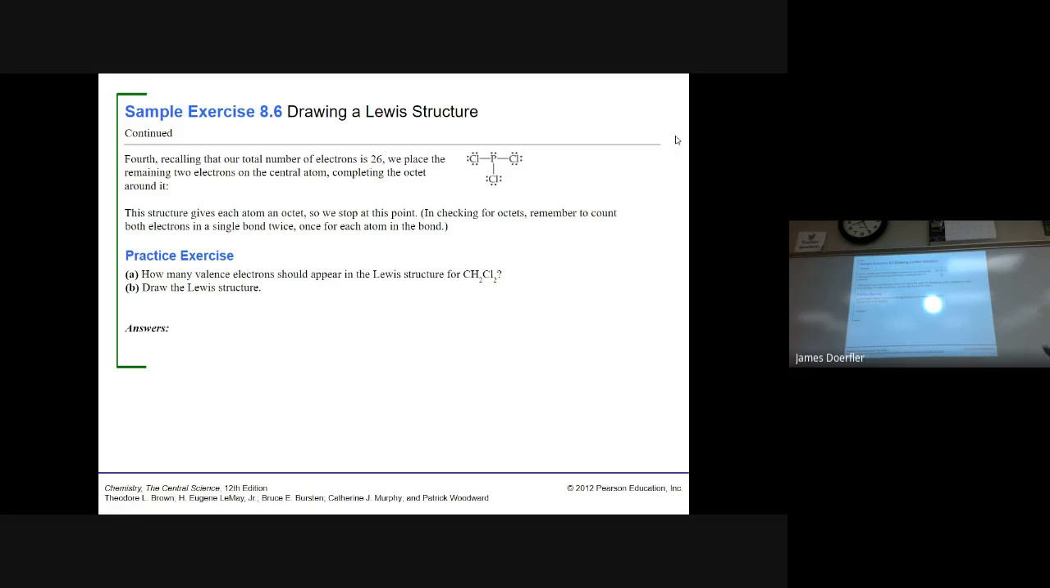So, we've already done this example. Let's do a practice exercise here. Okay? All right. So, on the practice exercise right here, it says how many valence electrons should appear in the Lewis structure of CH2Cl2. So I'm just going to do this on my whiteboard here. Okay.